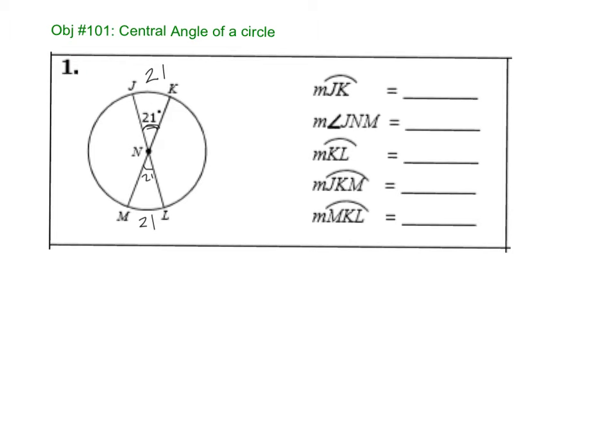So then, how would I find the other two arcs? Well, notice here, let me use a highlighter. We have this, what is that? That's a diameter. So half the circle is 180, right? Half a circle is 180. So that means that KL has to, the 21 and the KL have to add up to 180. So I'm going to do 180 minus 21. That is 159.